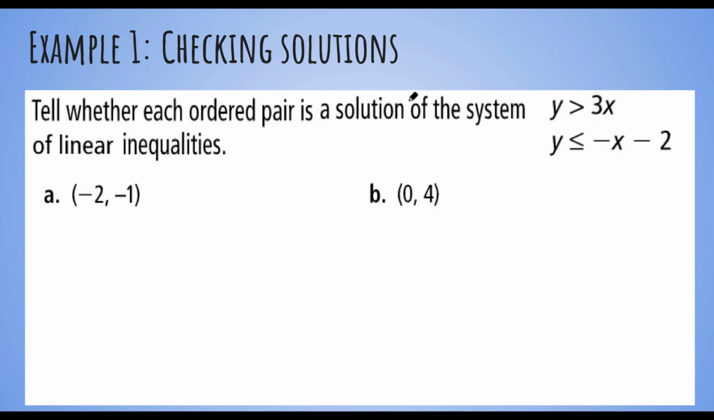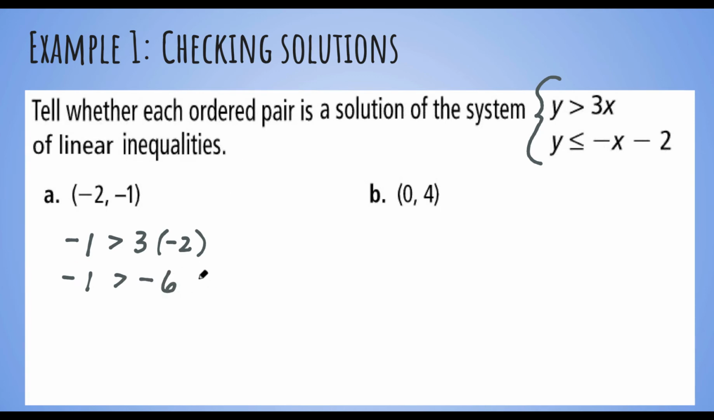Okay, so our first example that we're looking at, we're just checking solutions. So we want to know if the ordered pairs are solutions to the system of linear inequalities. So we've looked at this with system of equations. All we're going to do is substitute in our values to see if the inequalities are true. So our first inequality, we're going to look at y is greater than 3x. So our y value is greater than 3 times our x value. When we simplify this, we get -1 is greater than -6.